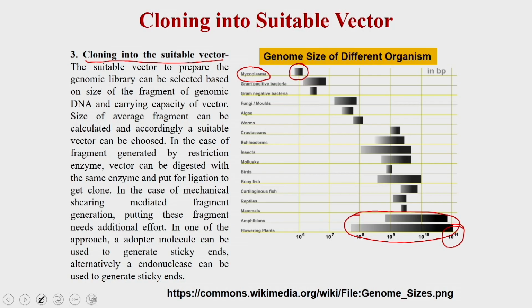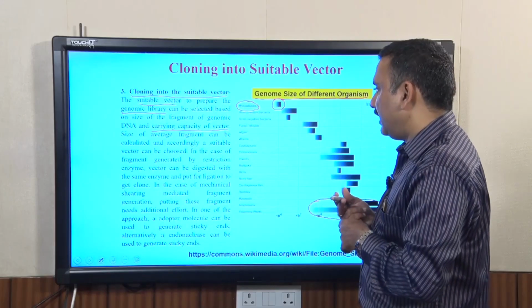And so, depending on the fragment size which you are going to generate from these genomes, you have to choose a suitable vector for generating a genomic library, which means there are vectors which can take up DNA of different lengths, and every vector has a carrying capacity for a particular size of fragment, and accordingly you have to use the vector which can be used to prepare the genomic library.